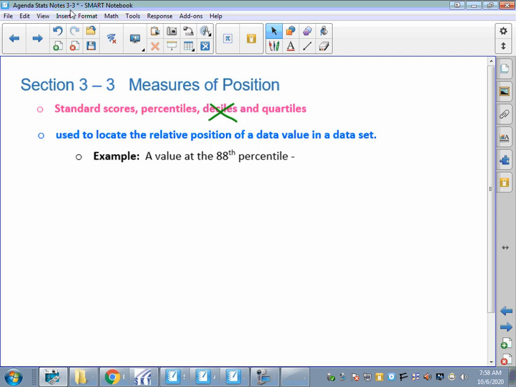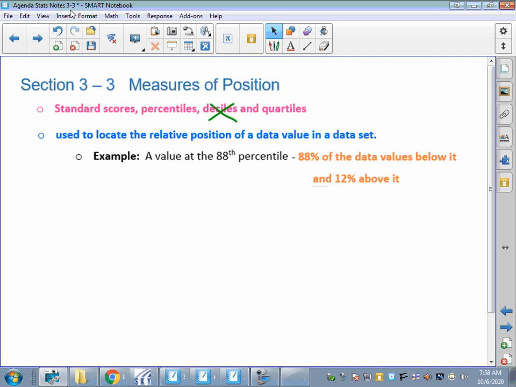So for example, if you have scored in the 88th percentile on something, that means that 88% of the data values are below it and 12% are above it. So it's the relative position. Remember, it's not raw data. It's looking at where that raw data falls, how spread out it is.